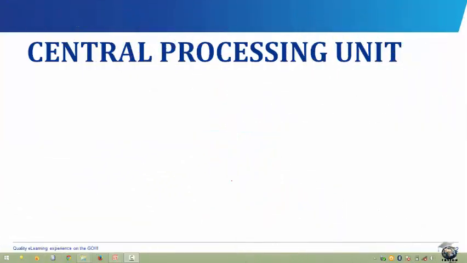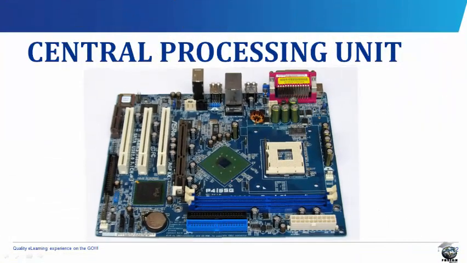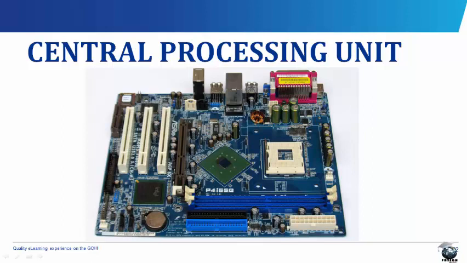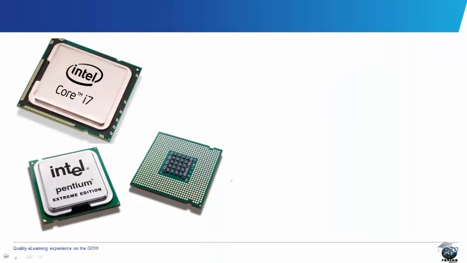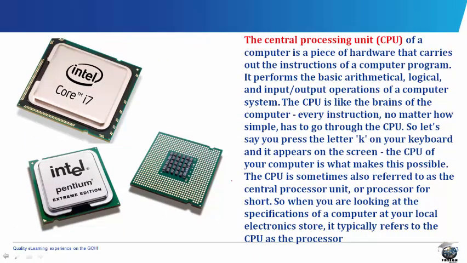Central Processing Unit. This is a central processing unit, the CPU of a system. What are its components? What does it look like? What does it do? We are going to find out very soon. Now, a central processing unit contains these chips.